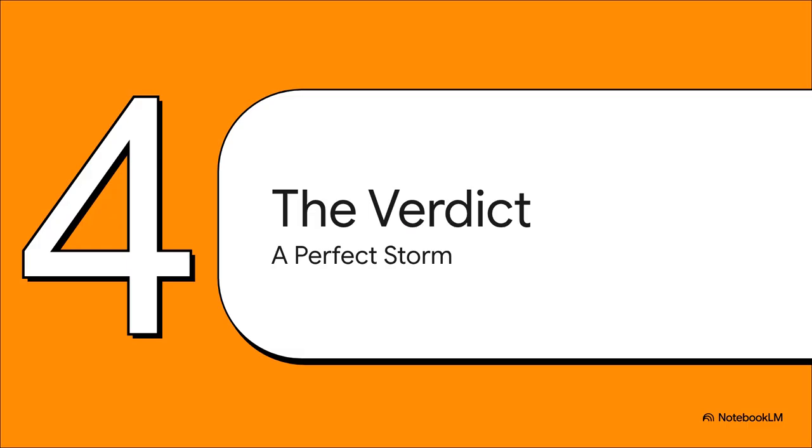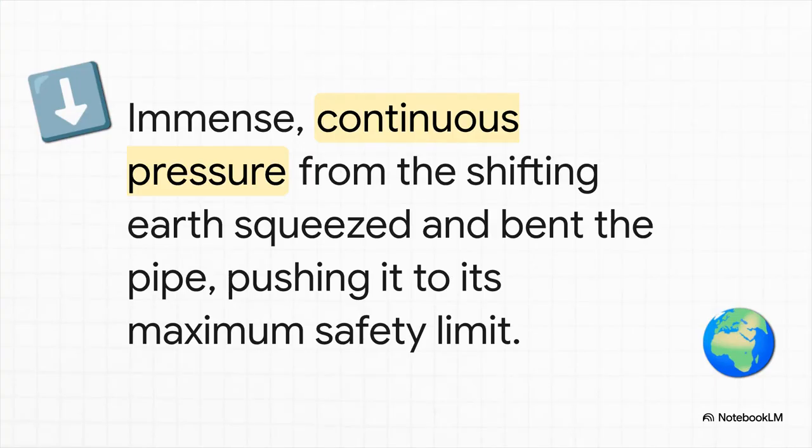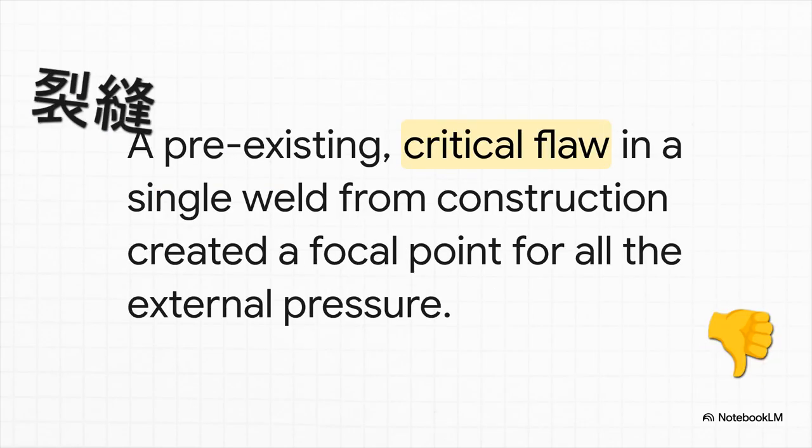So, now we have the verdict. And it's clear it wasn't just one thing or the other. It was a perfect storm. Factor one, you had this immense, continuous pressure from the shifting earth above. Just a slow, relentless squeeze, pushing that pipe to its absolute breaking point. And factor 2? You had that critical flaw, that pre-existing weak spot in a single weld from when the pipe was first built. The external pressure found the internal weakness, and that combination, that's what killed the pipeline.